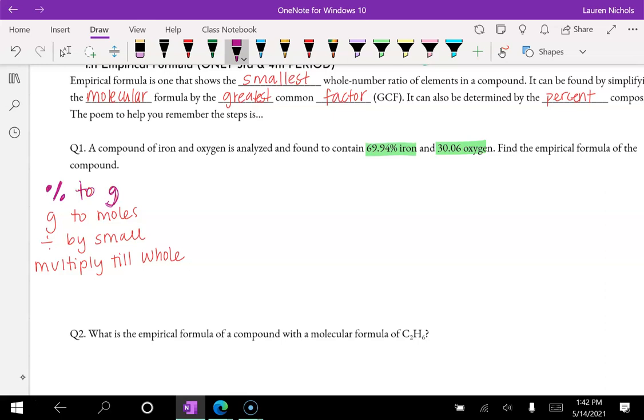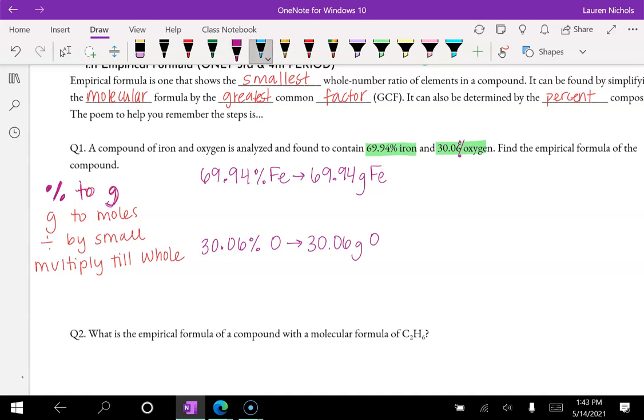We write down what we have, our percentages. We have 69.94% iron, which is Fe on the periodic table, and we have 30.06% of oxygen. There should be a percent sign there, that's kind of a typo. Sorry about that. When we look at this, the first step is to change it to grams. Literally, all you have to do is change your percent sign to a G. It's the easiest step. That's the first thing you do, because you just assume that you have 100 grams of it.